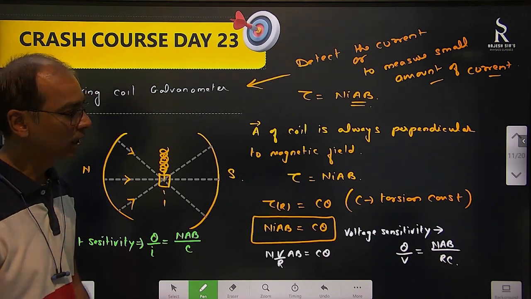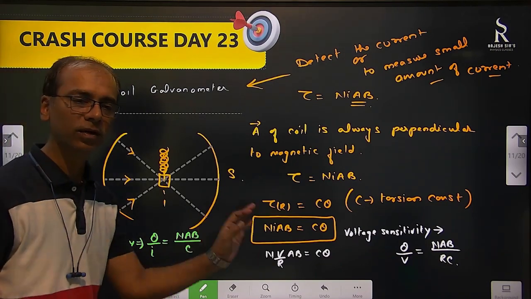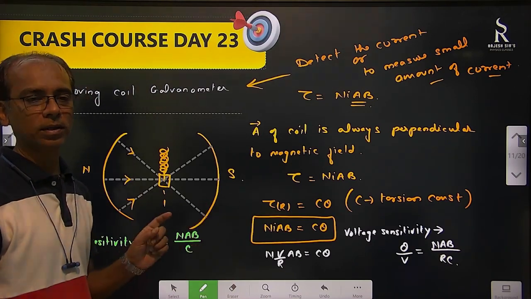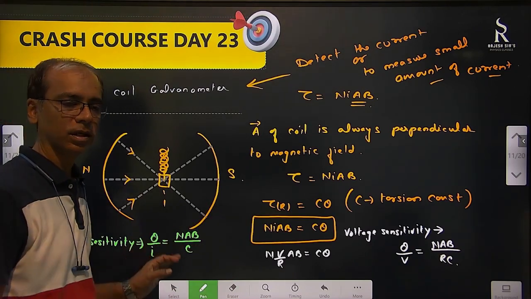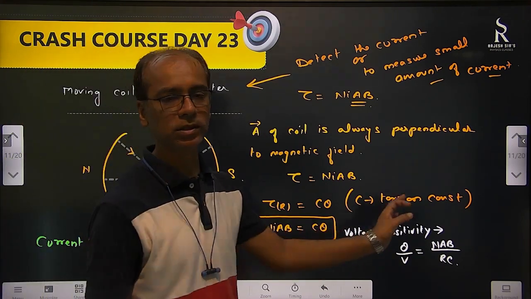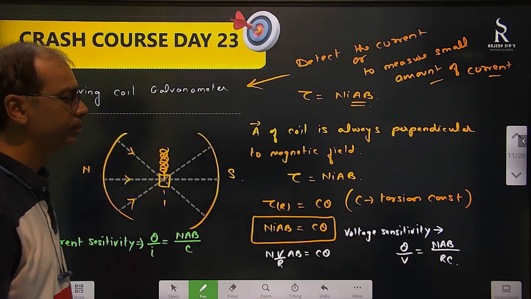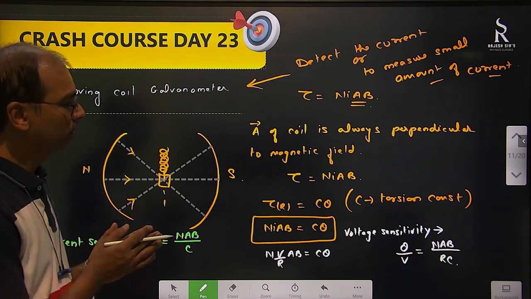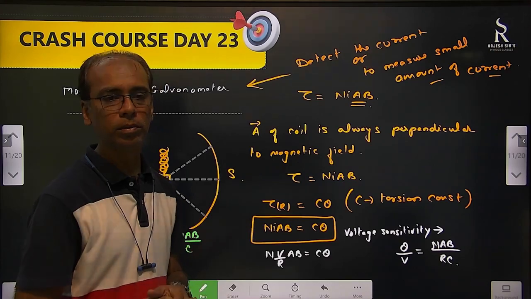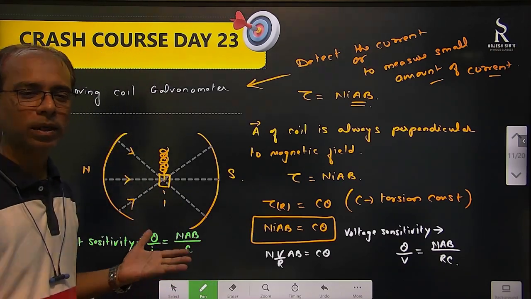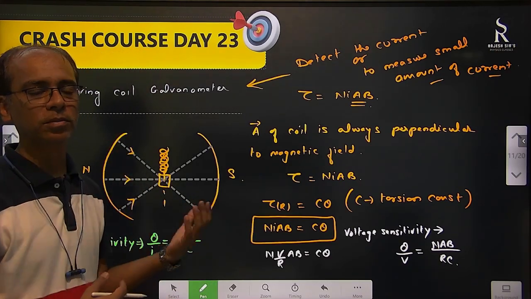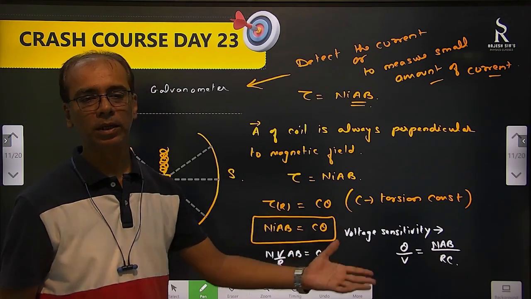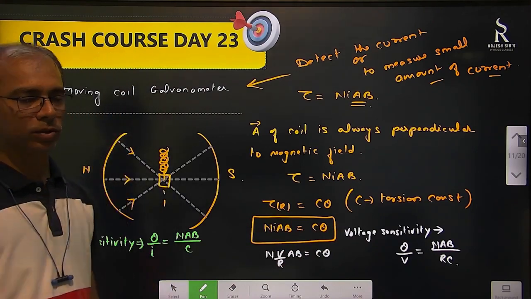Okay. If you increase area, both will increase. If you increase magnetic field, both will increase. If you decrease C, both will increase. But with the number of turns, if you increase it, current sensitivity increases, but voltage sensitivity remains the same. Okay, this is how a galvanometer works. There can be a question directly on this, for example how current sensitivity is increased, or how both current sensitivity and voltage sensitivity change with number of turns and area. Those kinds of questions will be asked.